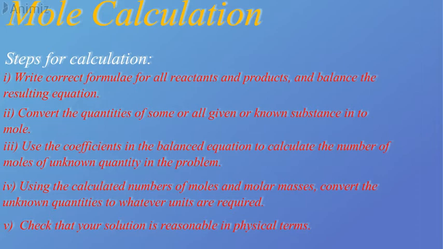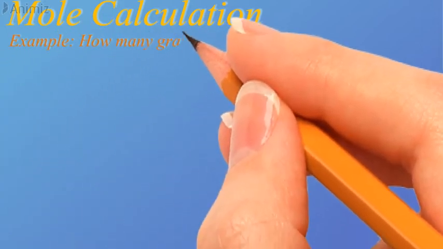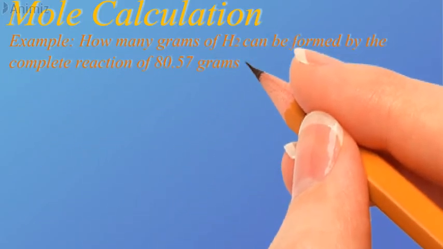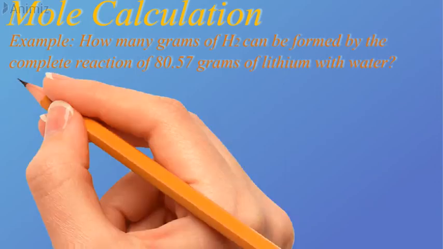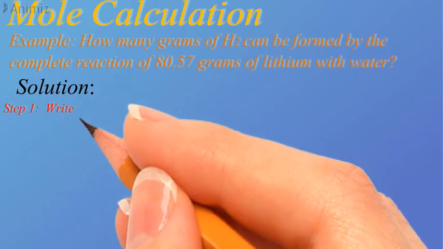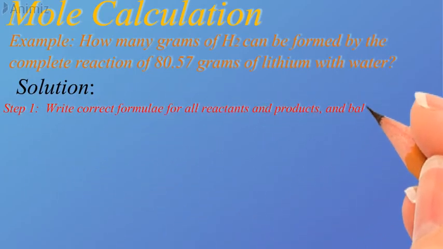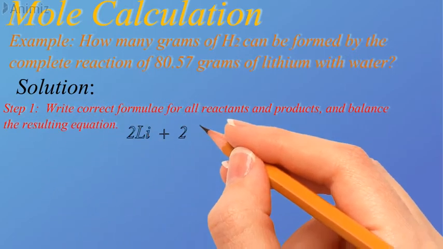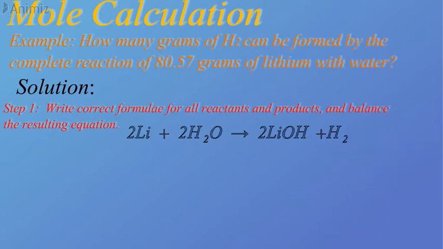Let us see all these steps in an example. Example: how many grams of hydrogen can be formed by the complete reaction of 80.57 grams of lithium with water? According to the steps of calculations, let us start from step number 1, which is, write correct formulae for all reactants and products, and balance the resulting equation.